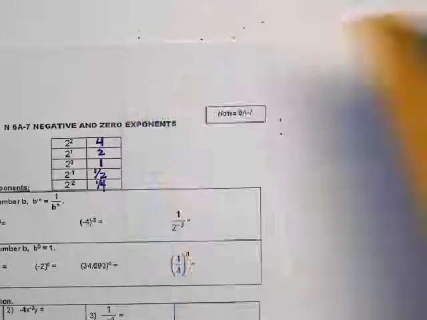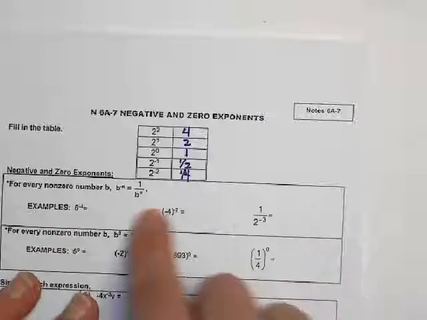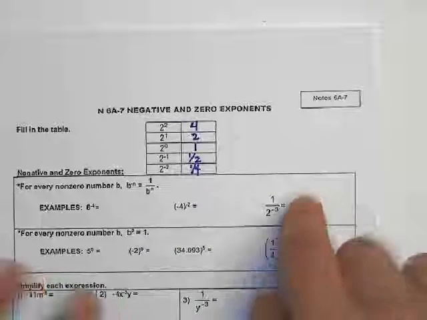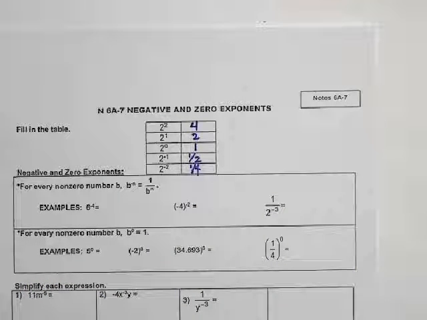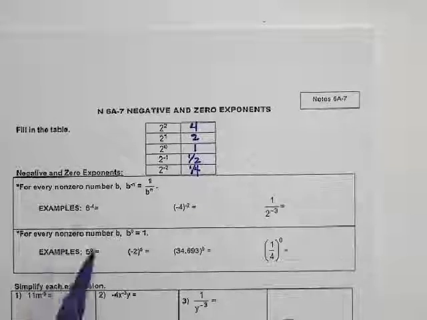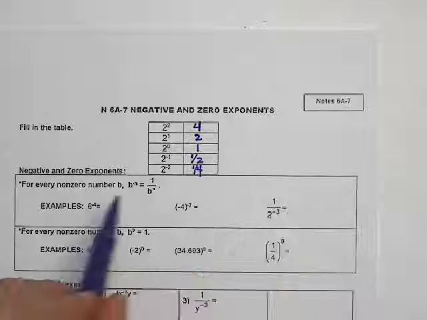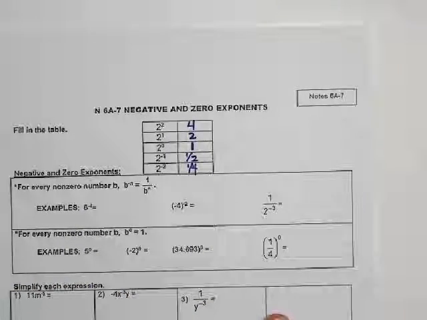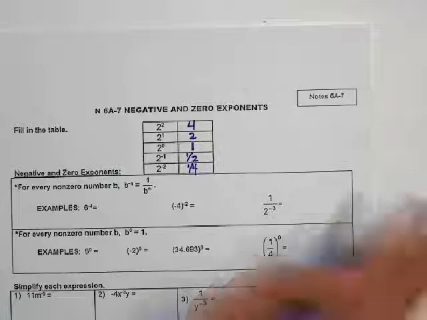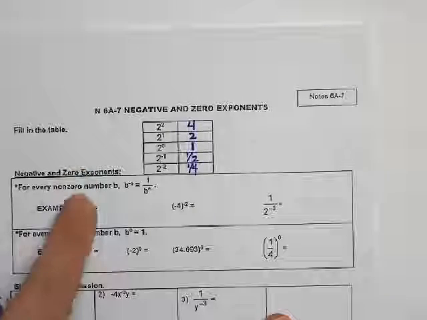Now, for this first box right here, if you don't have a variable in the problem, what's a variable? A letter. If you don't have a letter in the problem, like these 3 problems right here, you can just plug those straight into the calculator exactly how they look. So that's what I'm going to do.